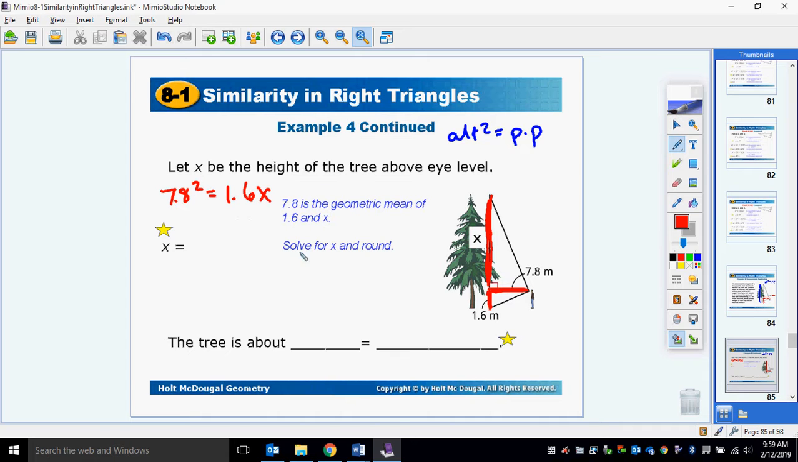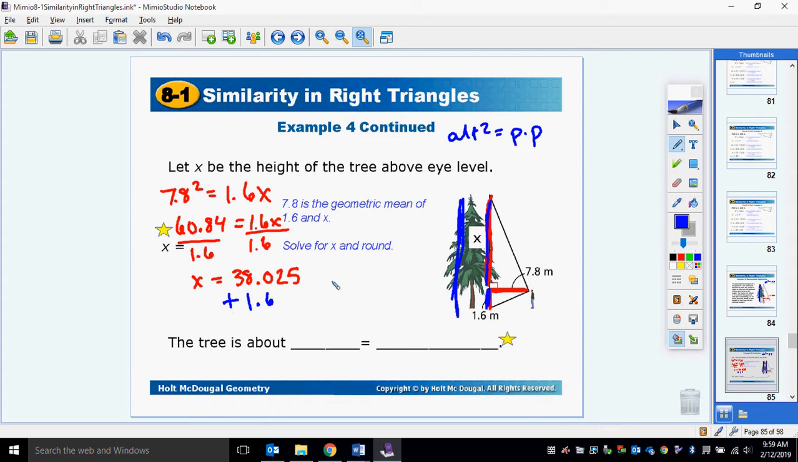So I square the 7.8, and I get 60.84. And then I need to divide by 1.6. And I get 38.025. But that's not my final answer. I need to know the height of this tree. Well, the height of this tree is represented by this 1.6 piece plus this x piece. So what do I have to do to this x piece? Well, I have to add in 1.6.